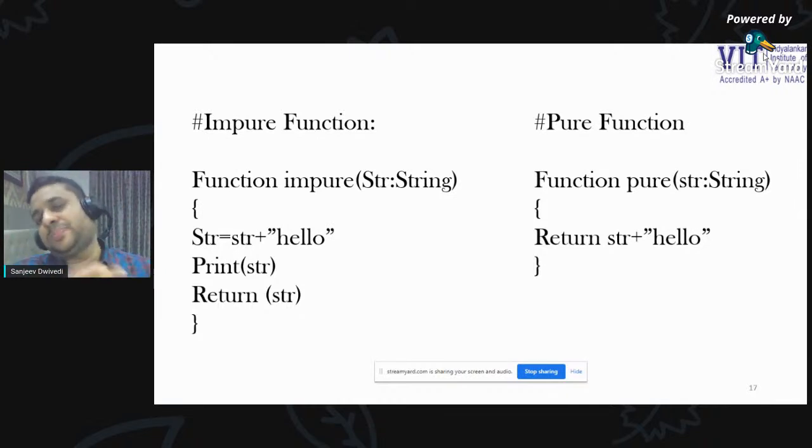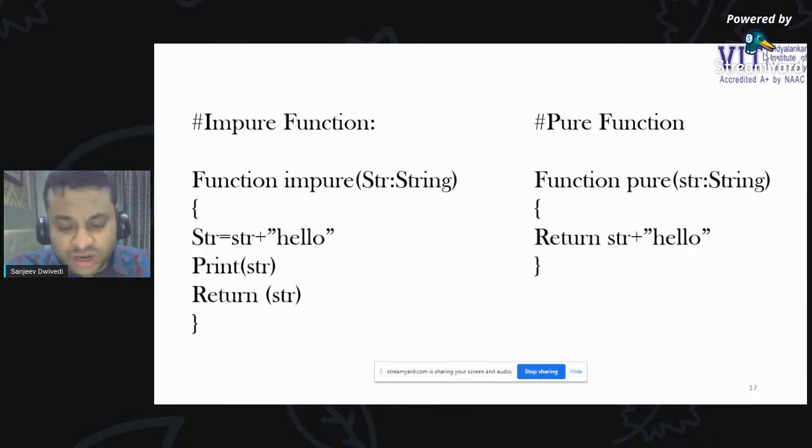On the contrary, we have a function defined and named as pure. We passed an argument. See, I have not made any changes to the string. It is str plus hello. So basically, my str is not going to change. Whatever I have passed, if I pass Sanjeev, my name, str remains the same. It is something like this: if I write int x equal to 10 and y equal to x plus 2, y becomes 12, but x remains 10. This is what is happening here.